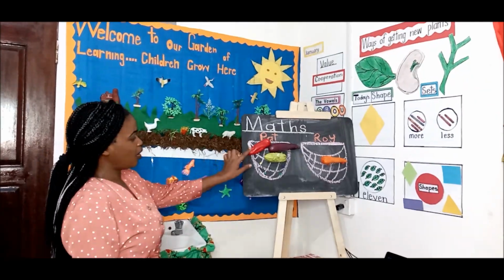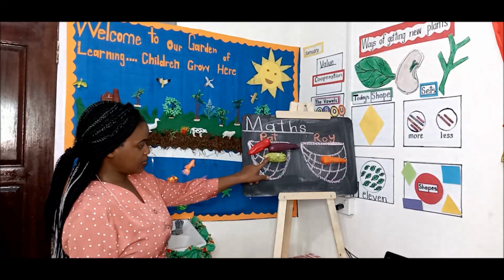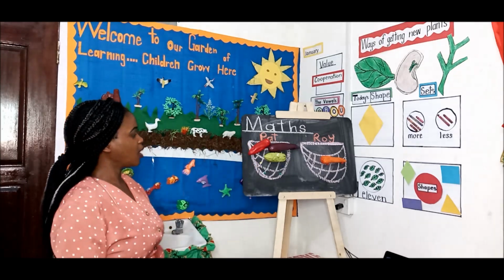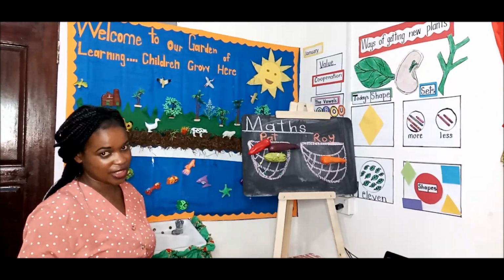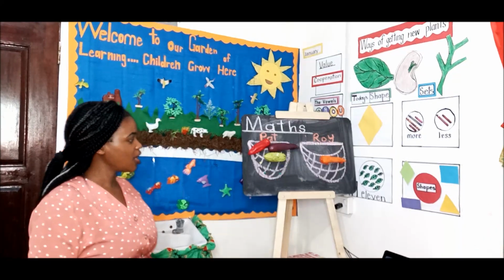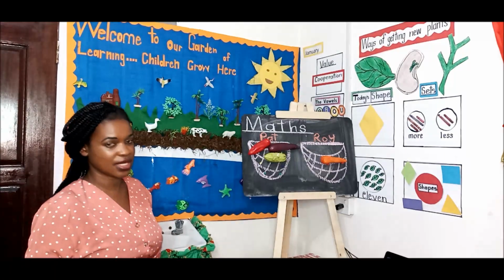Let's count. 1, 2, 3. Yes. So she has the okra, the balange, and the pepper. Now, which vegetable is missing? The carrot. Okay, boys and girls. Now we have two sets there. We have two sets there.